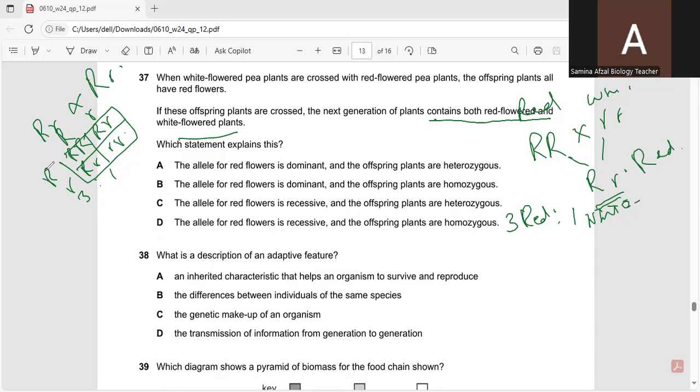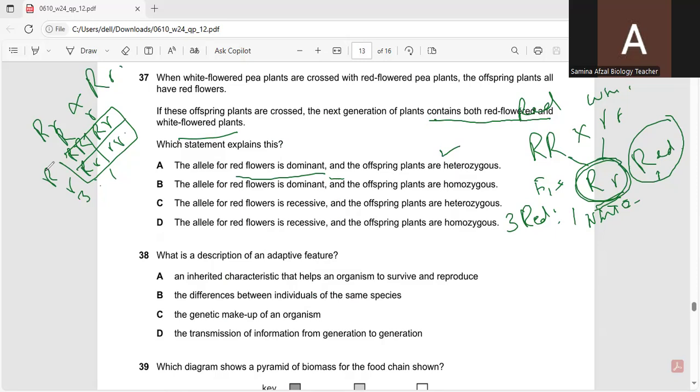The second statement is that red flower is dominant. It means R is dominant, because in capital R and small r, both are there, but the color will be red. So according to this, the red flower is dominant because there is no white flower in the F1. This is F1 where there will be no white flower. And the offspring plants are heterozygous. Capital R, small r means heterozygous. So A can be the correct option.